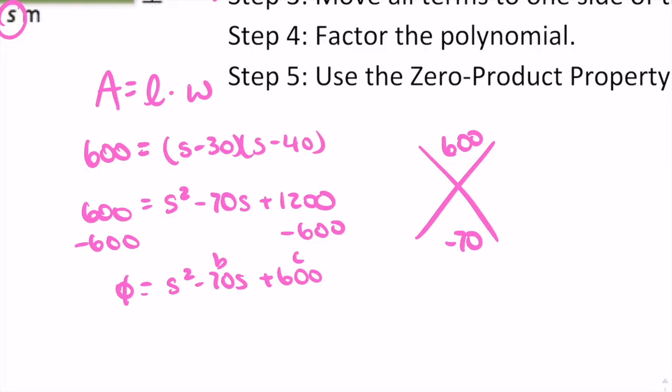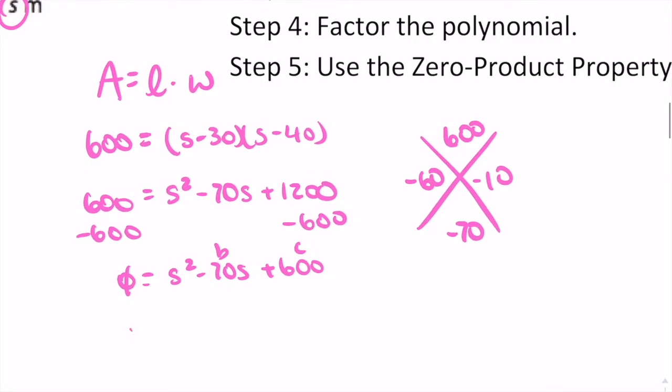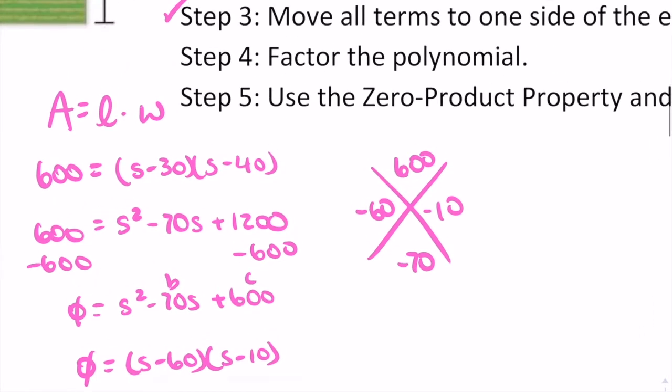This one's a little tricky. What about 60 and 10? So 60 times 10 is 600, but negative because my bottom has to be negative. Yeah, that works. So if I were to factor this out, I have zeros equal to s minus 60, s minus 10. Okay, so now that's step number 4.